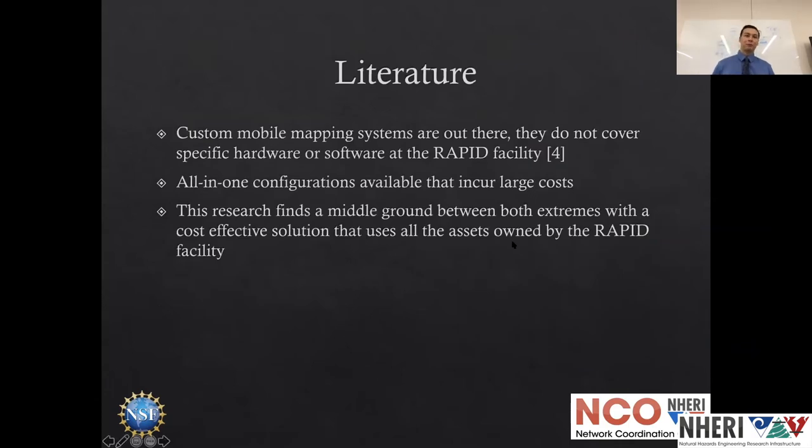Okay, so the literature. Custom mobile mapping systems do exist, but they use specific hardware, software, and configurations that are not available at the Rapid facility. There are also all-in-one configurations sold by third parties that can cost tens of thousands or hundreds of thousands of dollars, depending on the package. So this research seeks to find a middle ground between the two and use the hardware and software that's already at the Rapid facility.